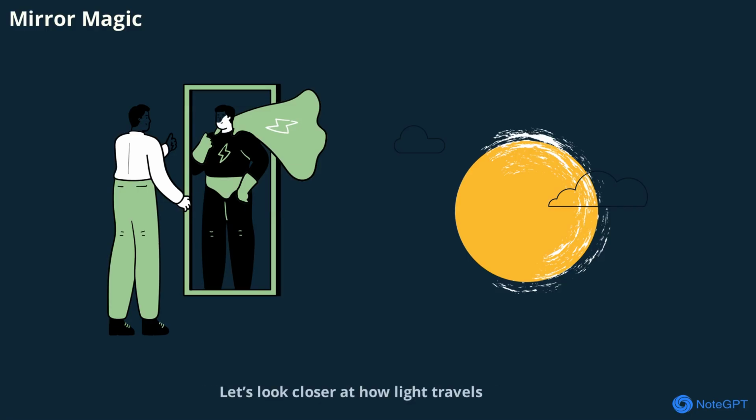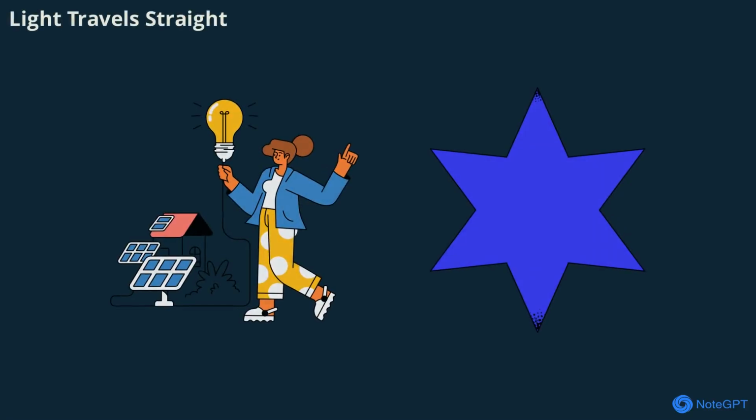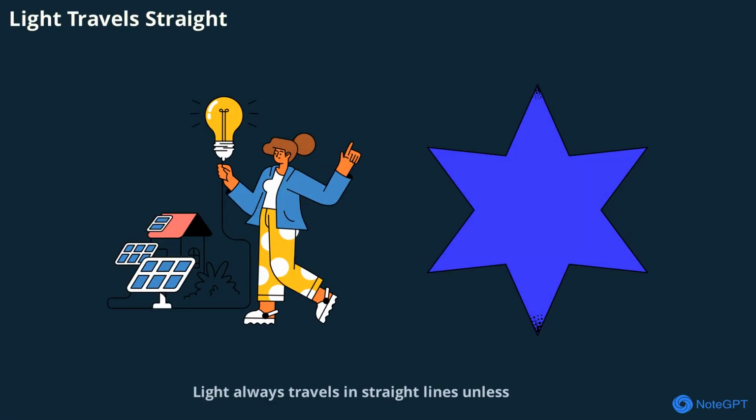Let's look closer at how light travels and interacts with surfaces to create reflection. Light always travels in straight lines unless it encounters an obstacle or a different medium. This property is fundamental to understanding how shadows are formed and why light behaves predictably when it meets surfaces. When light falls on a shiny surface, such as a mirror, it doesn't just stop, it bounces back, creating a reflection. This straight line travel is what makes the laws of reflection so reliable and easy to observe in everyday life.